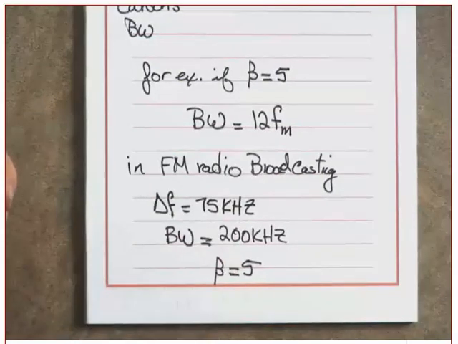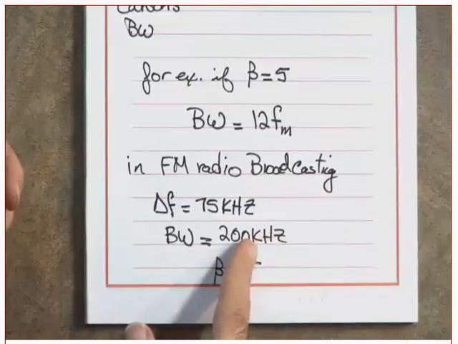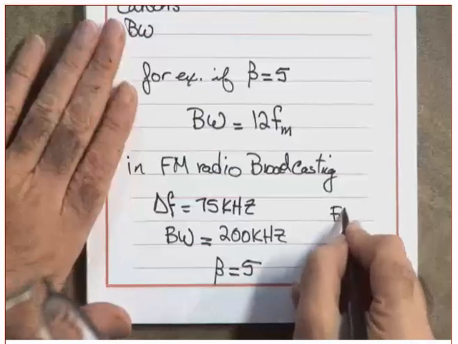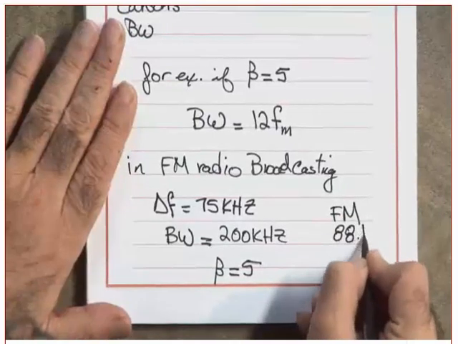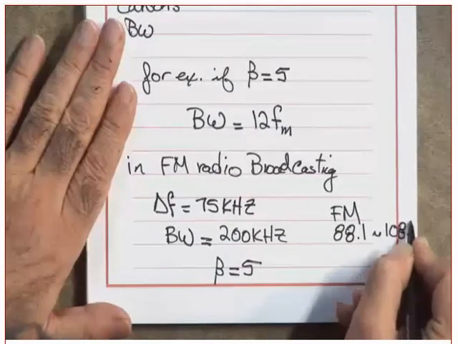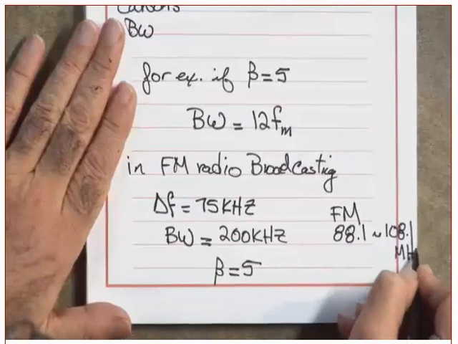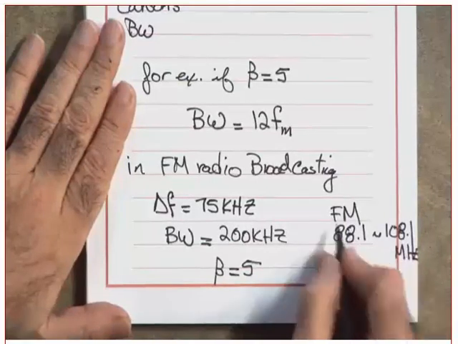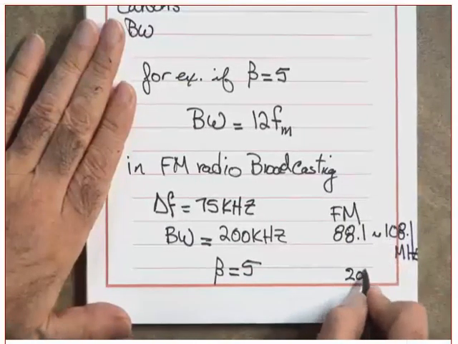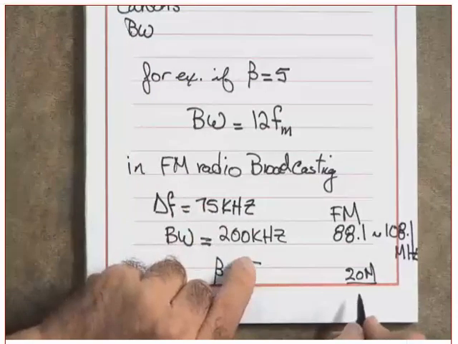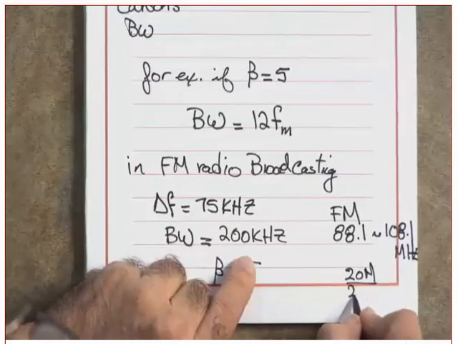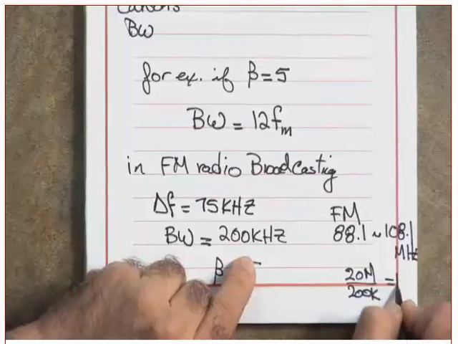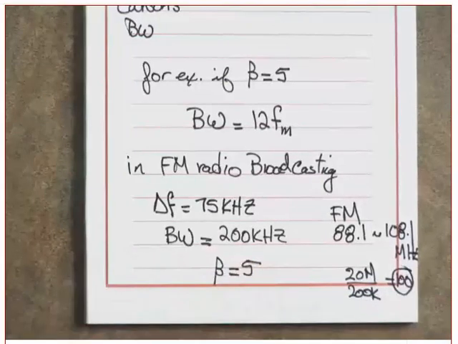Compared to how much bandwidth in AM? 10K? 200K? What is the FM range? 88.1 to 108.1 megahertz. You agree? What is the bandwidth of the entire band? 20 megahertz. And what is the band of each channel? 200. Resulting in 100 channels. Is that the same as AM? Yes. That's the same as AM.